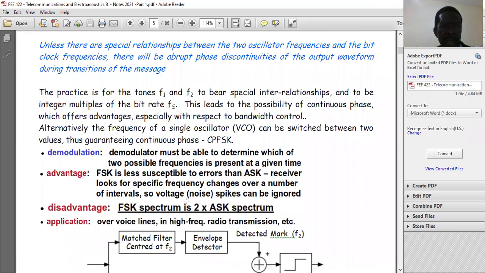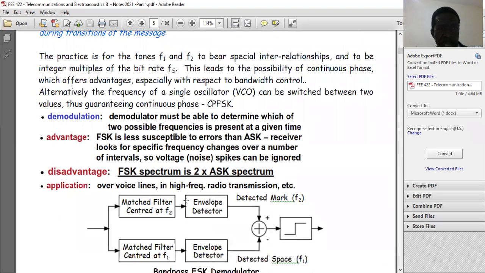We then have the demodulation. We must be able to determine which of the two possible frequencies is present at a given time. The advantage is that frequency shift keying is less susceptible to errors as compared to amplitude shift keying. The receiver looks for specific frequency changes over a number of intervals, so the voltage or noise spikes can be ignored. The disadvantage is that the spectrum is 2 times that of the amplitude shift key. Where is it applied? Over voice lines, in high frequencies and radio transmission, etc.